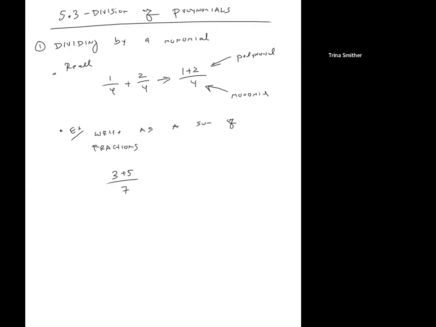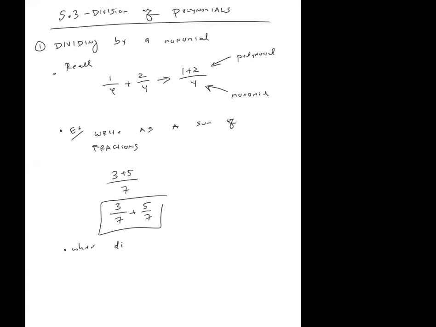No, go ahead and just say it out loud. So are you saying like 3/7 plus 5/7? Exactly, right? That's all I'm saying. This would be just 3/7 plus 5/7. You just wrote that problem like a sum of fractions. And this is what you do when you divide a polynomial by a monomial.